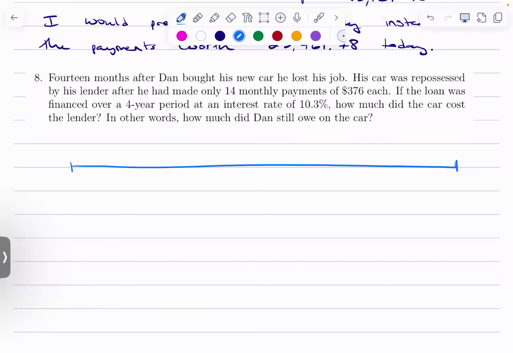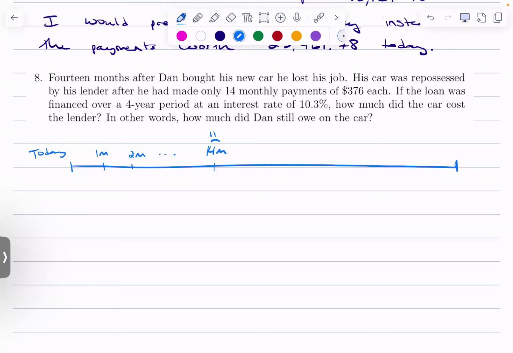So let's say I like to start today. You can think about 14 months ago if you want, or something like that. But let's start today, and so he buys his new car and he's making monthly payments, 1 month, 2 months, and he makes payments all the way up to 14 months. Then he loses his job. Sad face.